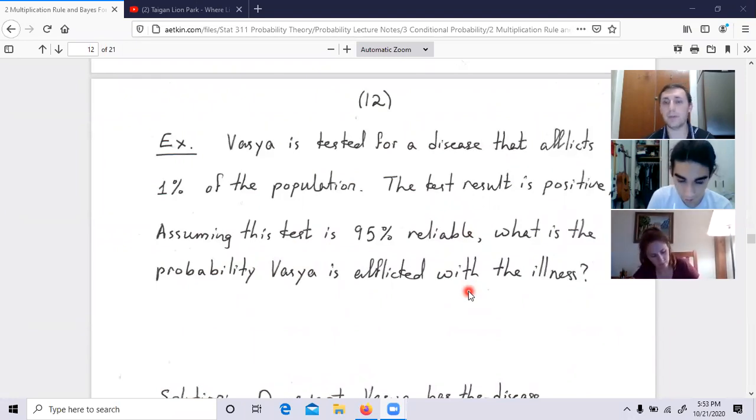You understand what I mean by reliable? Reliable in this case, let's make it precise. Reliable means that 95% of the time, if you have the disease, the test will come positive. 95% of the time, if you don't have the disease, the test will come negative. You understand what I mean, guys? So it's a bit difficult of a question, but let's see what you think. Would you be worried if the test came positive and it were 95% reliable?